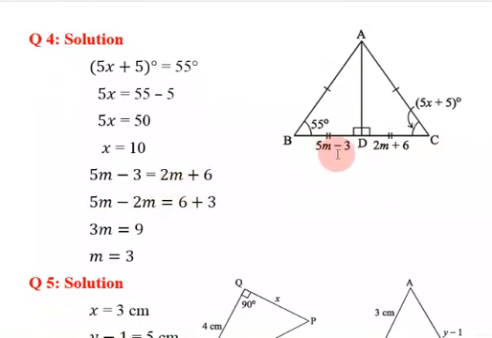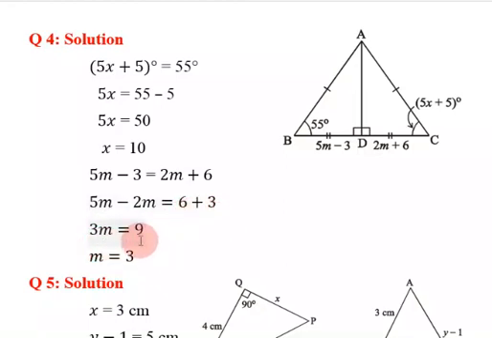Similarly, 5m minus 3 is equal to 2m plus 6, because they are congruent sides, so their values will also be equal. Take this m to the other side of the equality, because we are keeping the unknown values on the left hand side, and this 3 is a constant, move it to the right hand side. So 5m minus 2m, because when we move this m to the other side, the plus becomes minus, and this minus, when moved to the other side, will become plus. So when you subtract, you will have 3m is equal to 9.